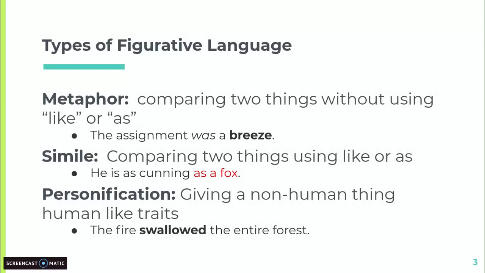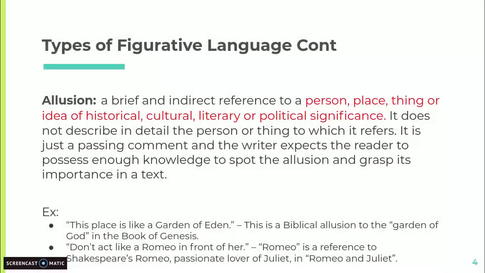And then personification, giving a non-human thing human-like traits. So something like, the fire swallowed the entire forest. Fire does not have a mouth, does not have a throat, does not have teeth with which to masticate, does not have a tongue with which to taste. So a fire cannot swallow a forest. It's figurative language. Okay. Let's get into some of the newer stuff.